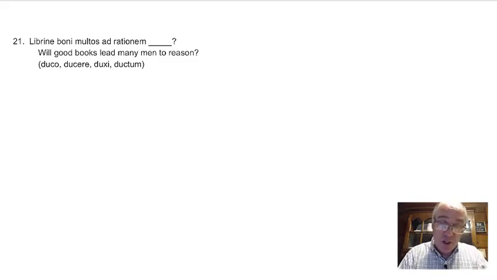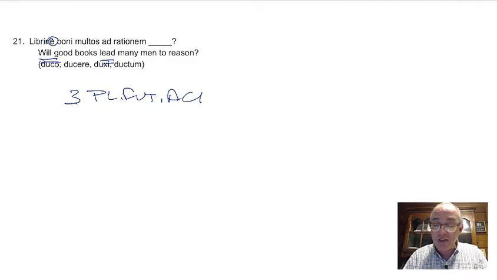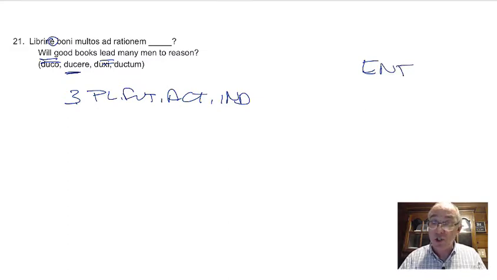21, librine. There's a question. Our books, or will good books lead? Will it lead? Future tense. Third person, books are plural. Plural. Future. Active. Indicative. It's a future tense. And it's got this verb right here, which is a third conjugation verb. Sign of the future is an E, right? ENT, because it's future, ducent. Yeah, ducent. Romans got no problem with an ant. It's the int they don't like. Ant is fine. Int is not. Surely that makes sense. It did to the Romans.